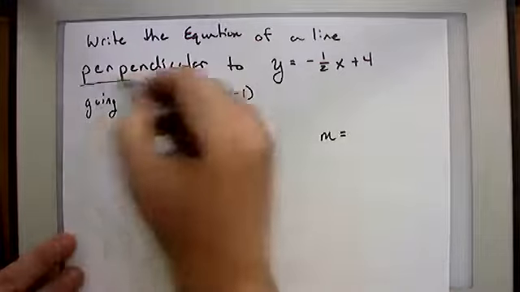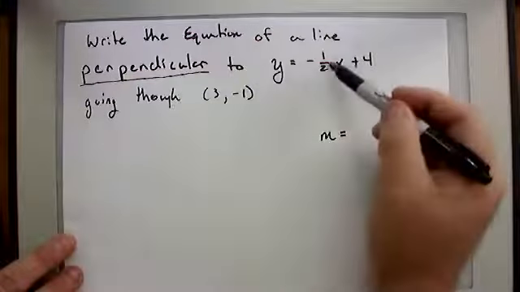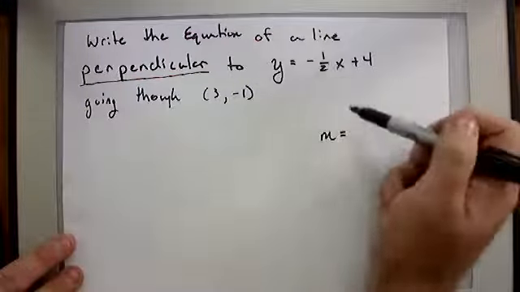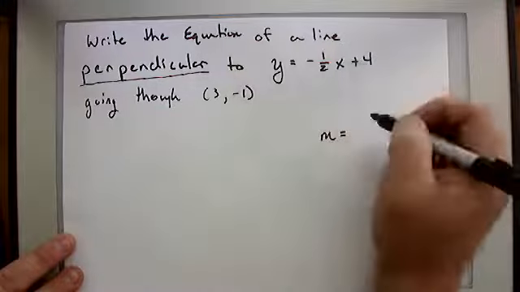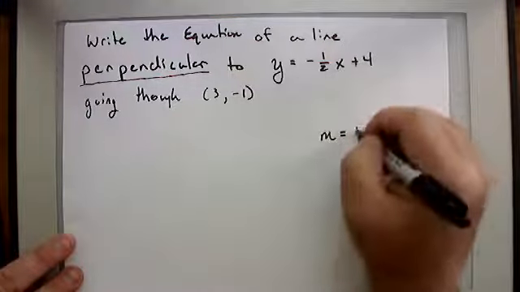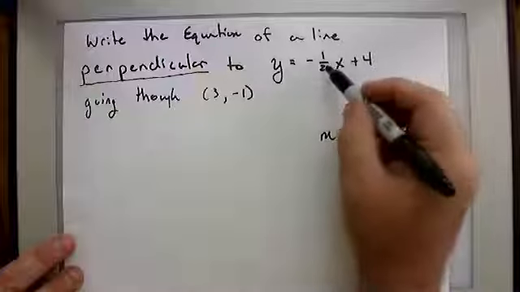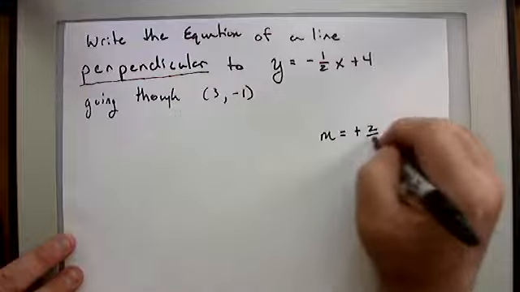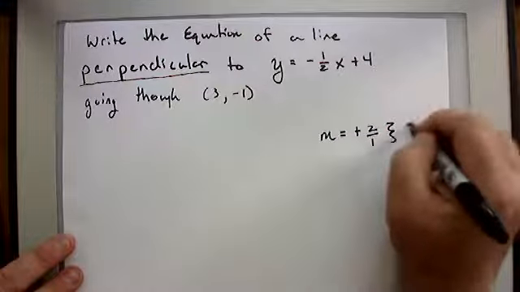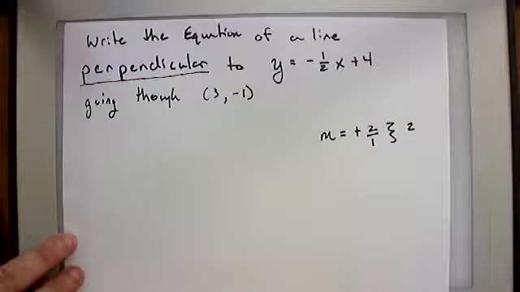Well, perpendicular this time. So it's not the same, right? We're not going to say it's the same. That's parallel. Perpendicular means we're going to make the opposite. So theirs is negative. Ours will be positive. Theirs is 1/2. So ours will be 2/1. But isn't that really just 2? Positive 2/1. I mean, isn't that just 2? So your slope is 2.